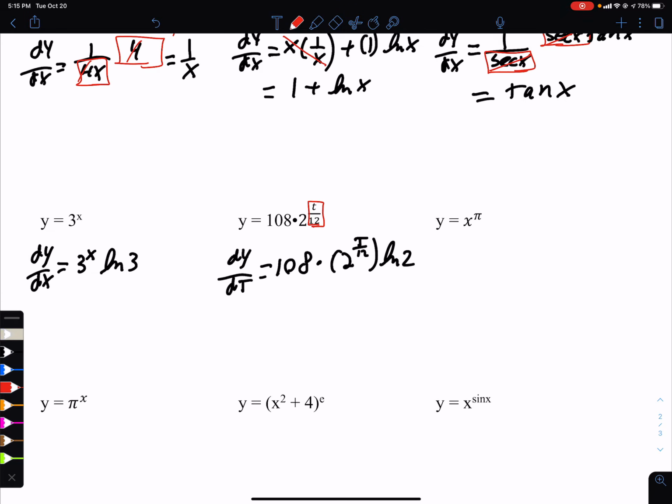My apologies. So the derivative of 2 to the box, I am my own grandpa, is 2 to the box, ln of the base times the derivative of box. So I need the derivative of box, which is 1 over 12. So if I multiply 108 times 1 over 12, that gets me 9, I believe. And then I have an ln of 2 and a 2 to the t over 12. All right, so that is that one.